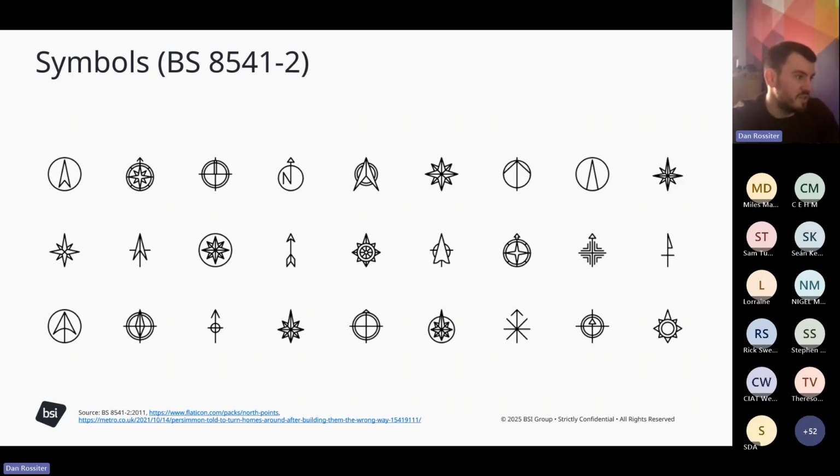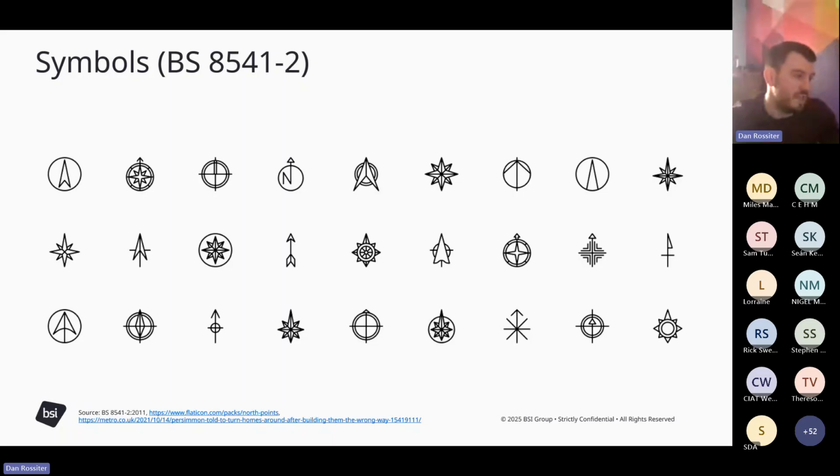So you can find that some of these, as you can see on the screen, are a lot easier than others. That top left one, it seems quite obvious where north is. As you get to about the middle, you get just eight pointing stars where it's very difficult to tell where north is.